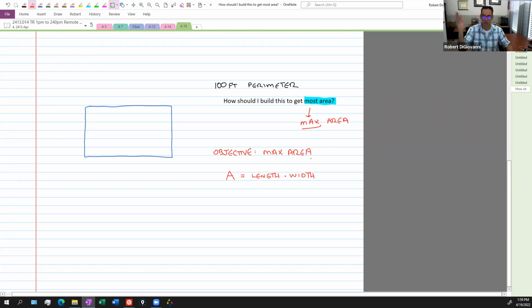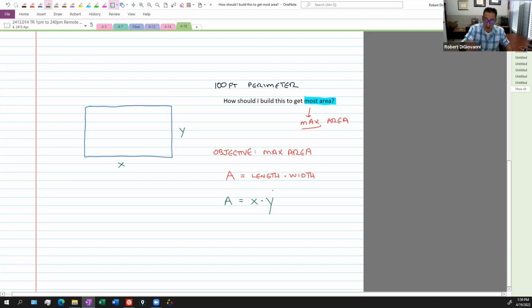Right, we all agree with that. Length times width, that's the area of a rectangle. Now I'm going to start introducing notation and variables. If I call this side X, that would be my length, and I'll call this side Y, that would be my width. Then another way I could express the area is X times Y. You agree?